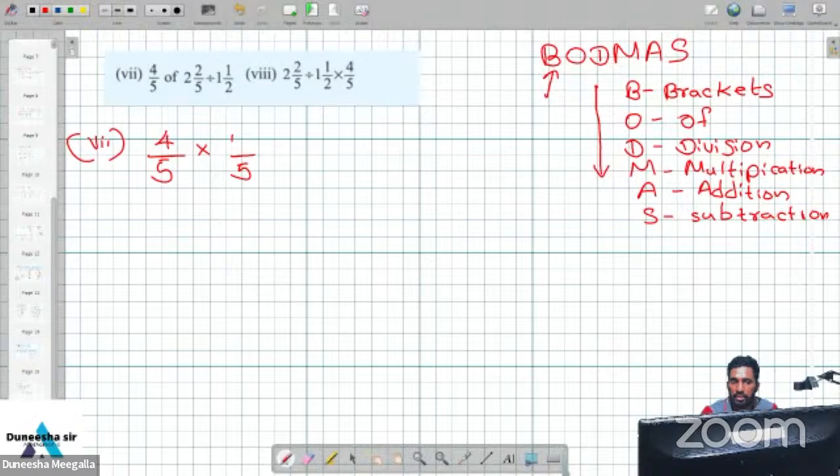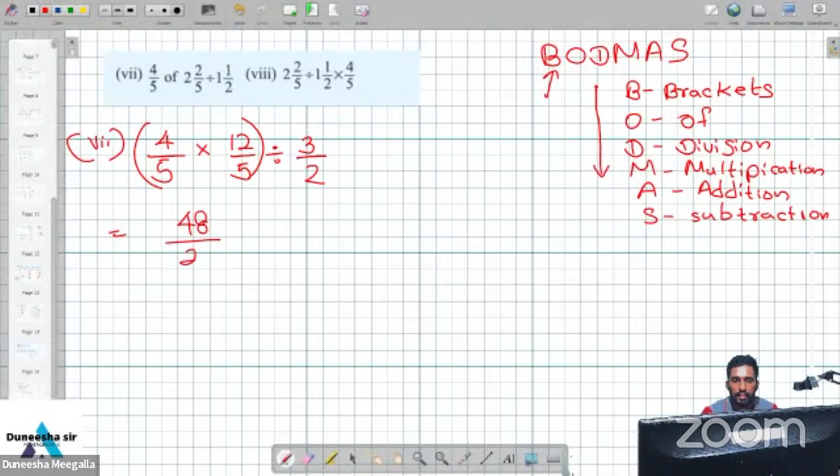12 over 5 divided by 3 over 2. Okay, we said we do the 'of' first. Then we use this. There we cannot divide 12 by 5 or 4 by 5. So what is 12 multiplied by 4?